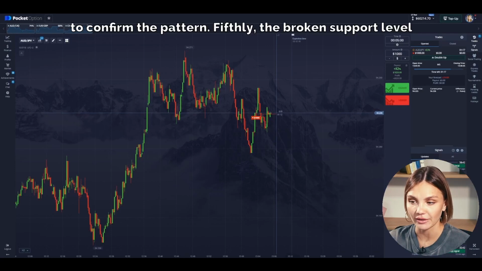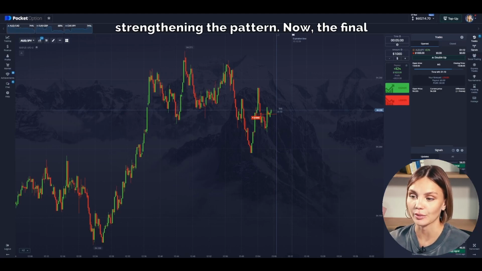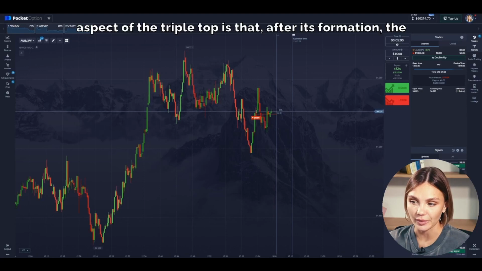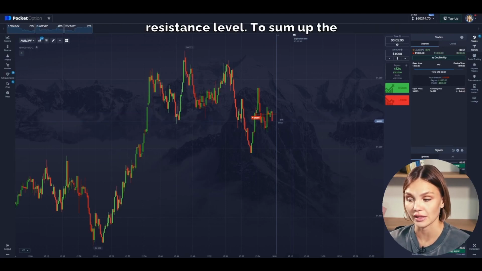Fifthly, the broken support level becomes a resistance level from which the price can then bounce, further strengthening the pattern. Now, the final aspect of the triple top is that after its formation, the price should drop below the support level by the same distance as from the support level to the resistance level.